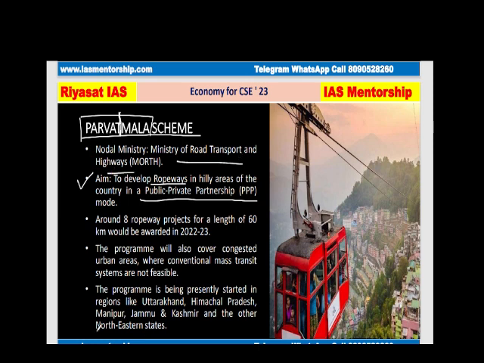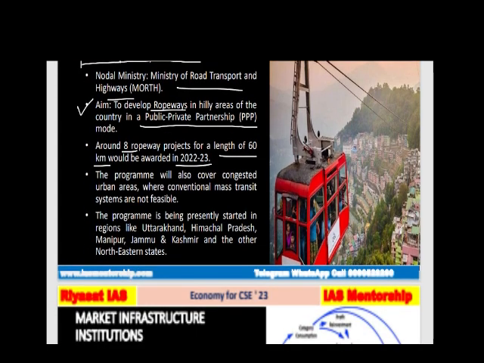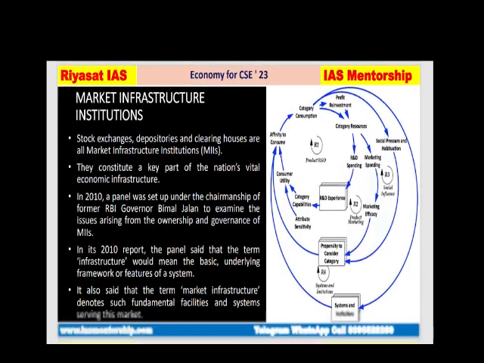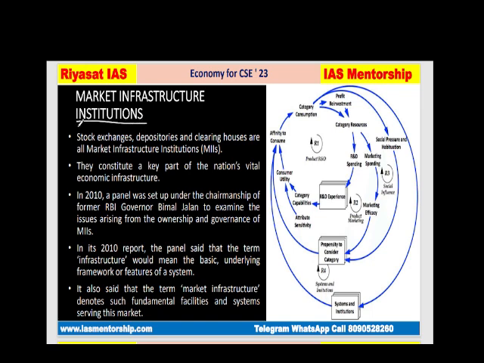Easy point, clear? Around 8 ropeway projects for a length of 60 km would be awarded this year. Clear? This will also cover congested areas, urban areas where conventional mass transit systems are not feasible. Basically, this has been started in regions like Uttarakhand, Himachal Pradesh, Manipur, Jammu Kashmir and other northeastern states. Parvatmala scheme.